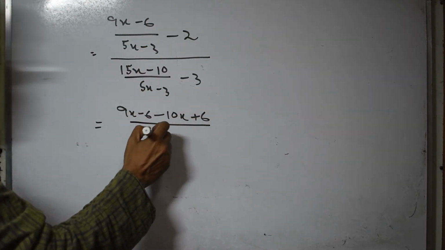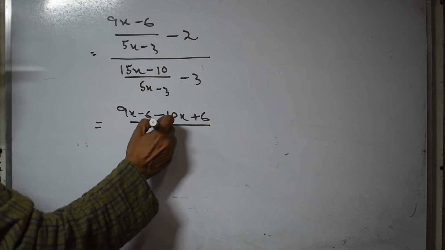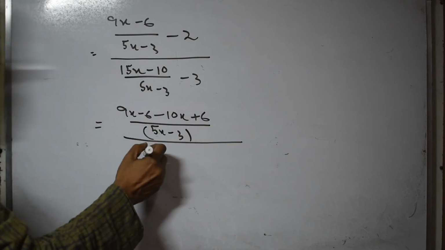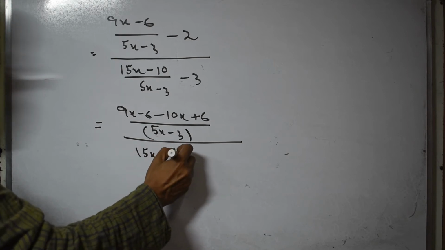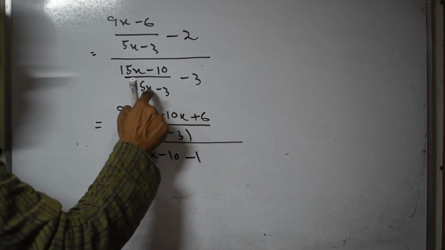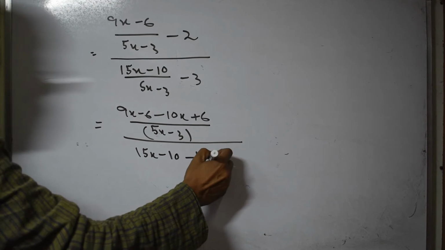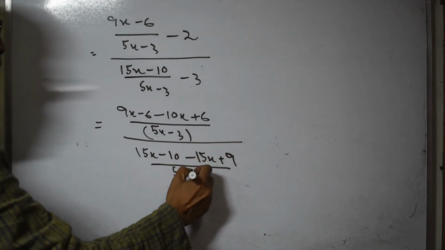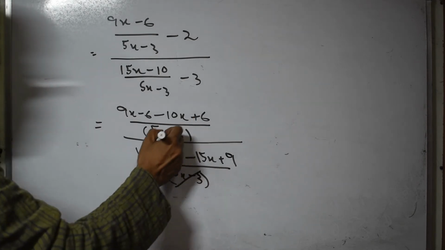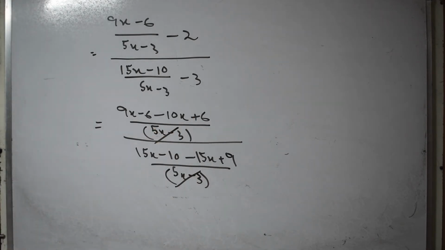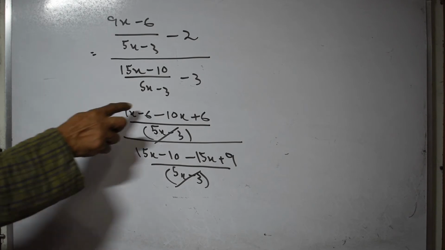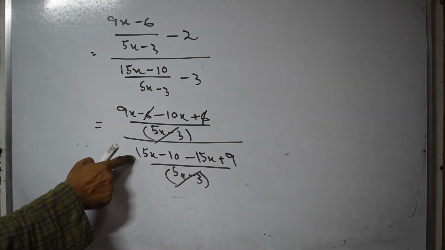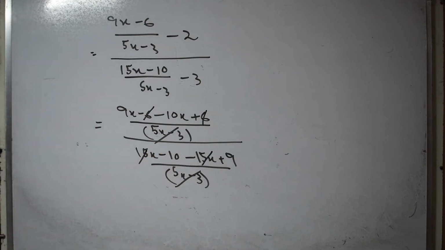Now this is divided by 5x minus 3 whole by 15x minus 10 minus 5 into 3, 15x plus 9 whole by 5x minus 3. So 5x minus 3 cancelled out. Something more cancelled out. This minus 6 plus 6 will be cancelled. Minus 15x plus 15x will also be cancelled.